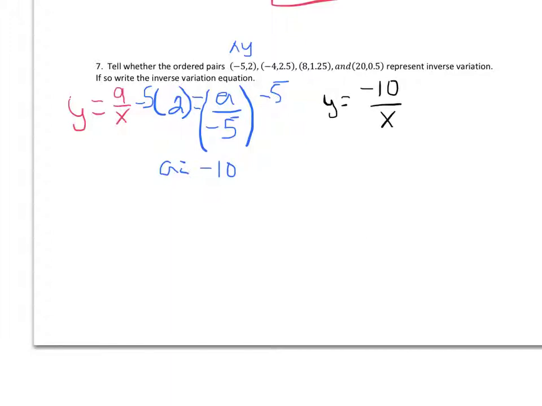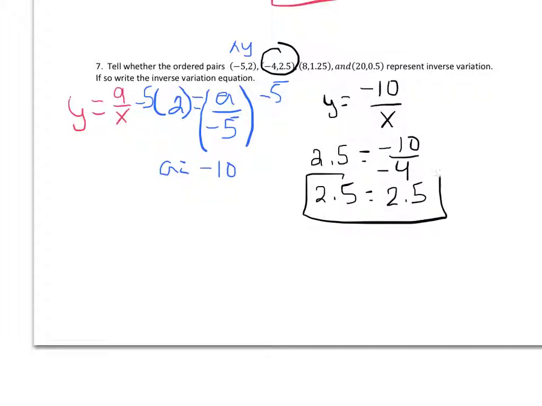Now this is what you need to do. Substitute in the rest of the points. Because if this was inverse variation, they would all equal each other. So watch. I'm going to substitute in this point right here now. 2.5 equals -10 divided by 4. I get 2.5 equals -4. 2.5 equals 2.5. Check. So the first point checks out.